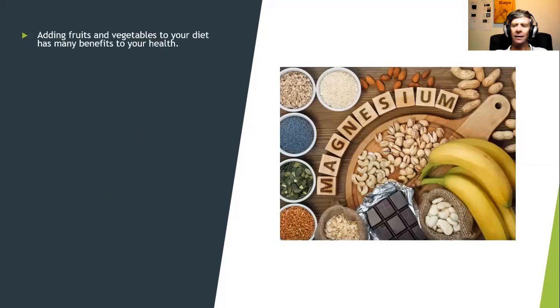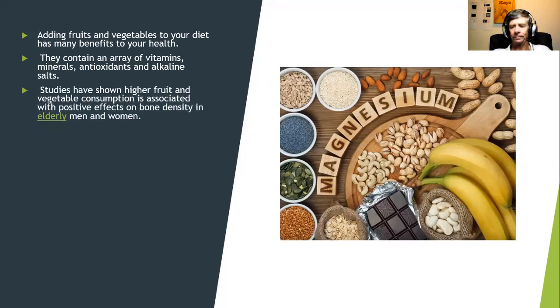And then we have things like magnesium. We need to add fruits and vegetables to our diet because that has many benefits to your health. They contain an array of vitamins, minerals, antioxidants, and alkaline salts. Studies have shown higher fruit and vegetable consumption is associated with positive effects on bone density in elderly men and women. I don't think any of us are considered elderly on this particular program.